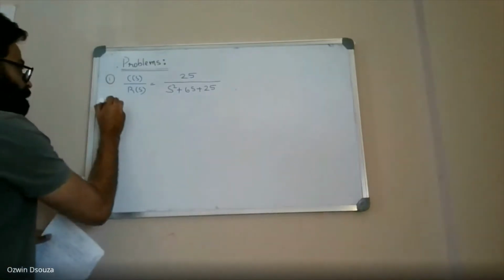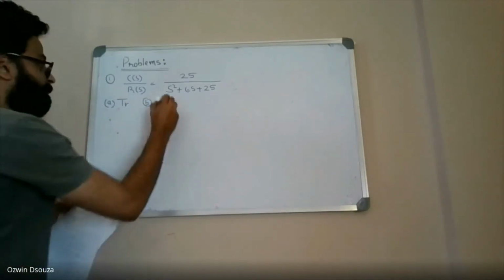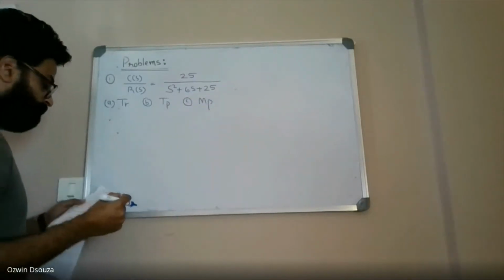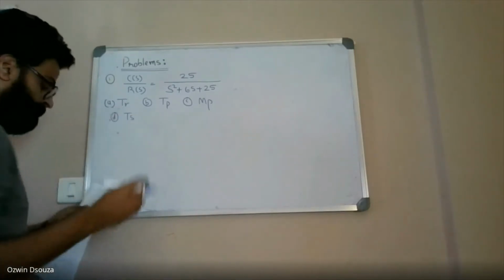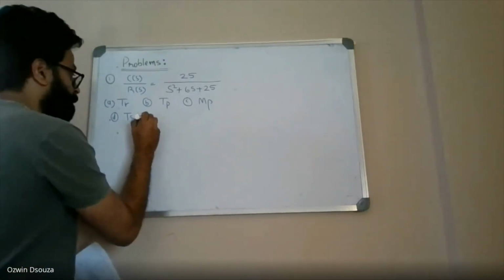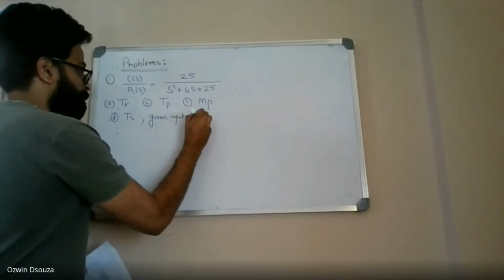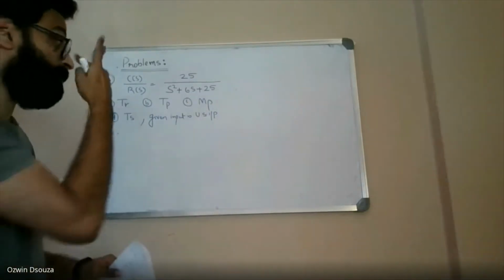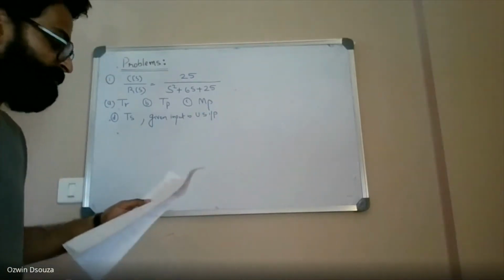So find its rise time, peak time, overshoot, and settling time when subjected to unit step input. Unit step input is the input. All right. Also find the expression for its output response.